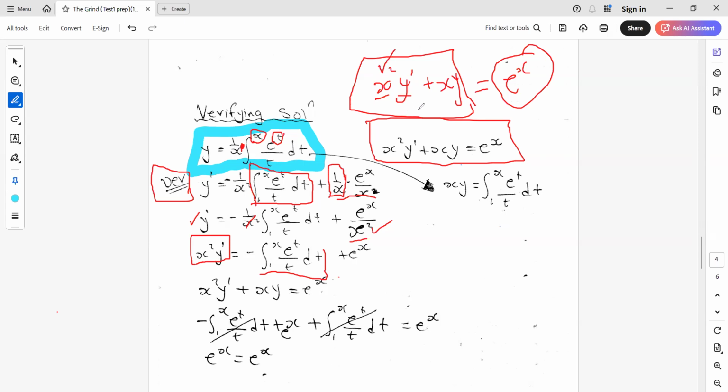Now, what is the second part? It's my x multiplied by my y. How can I find that? Go back to your equation. Right over here, it's pretty easy. We have 1 over x here, we have x here.